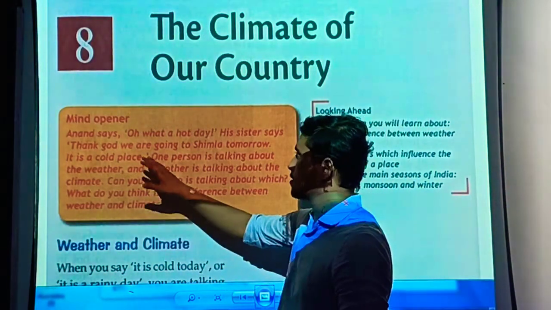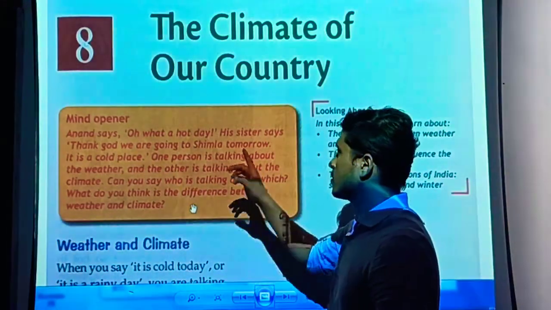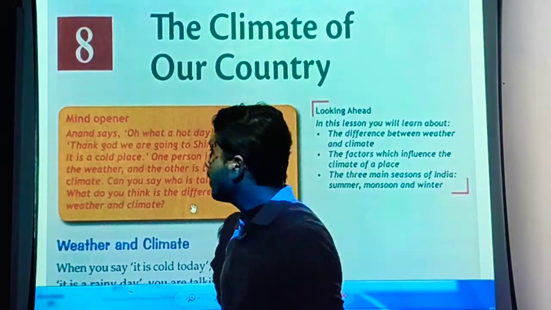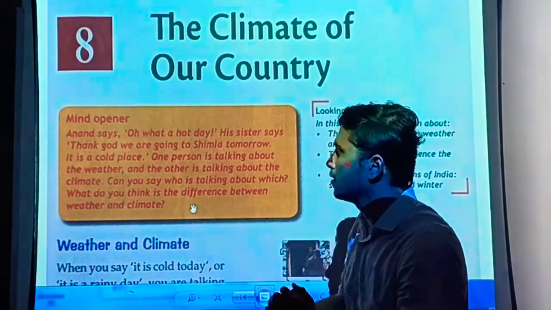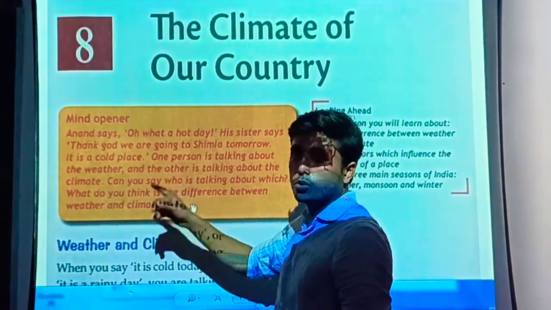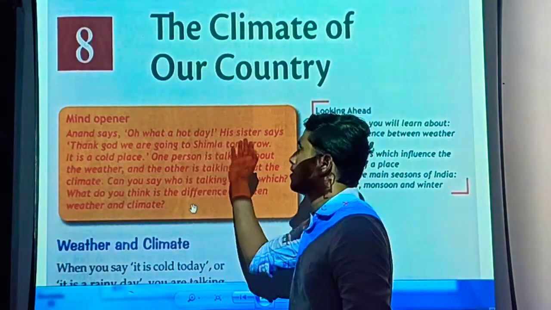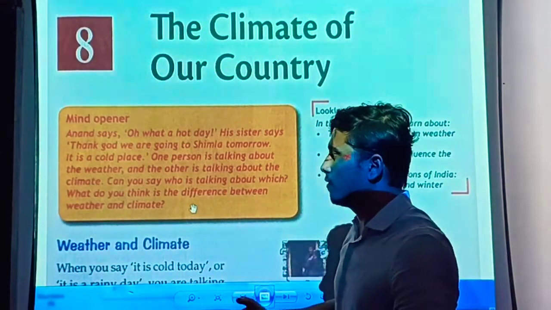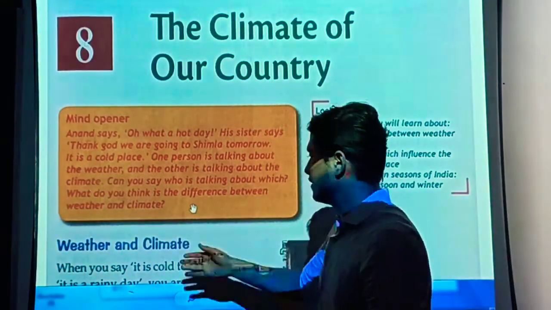Let's focus on these two statements. Anand says what a hot day, so he's talking about one day, the day on which he was saying this. His sister says thank God we are going to Shimla tomorrow, and she is telling that Shimla is a cold place, so she's talking about the climate of Shimla. One person is talking about the weather, that is Anand, and the other person, his sister, is talking about the climate of that place. Can you say who is talking about which? What do you think is the difference between weather and climate? We will find out with the help of the text.